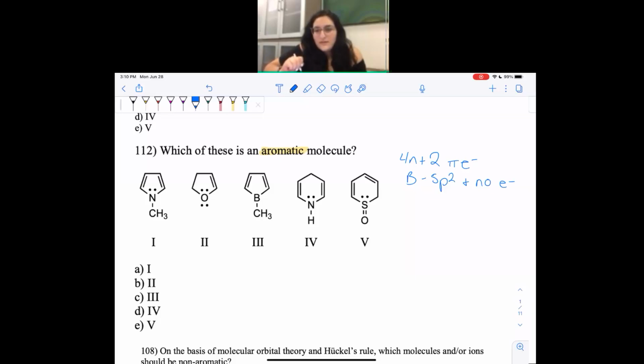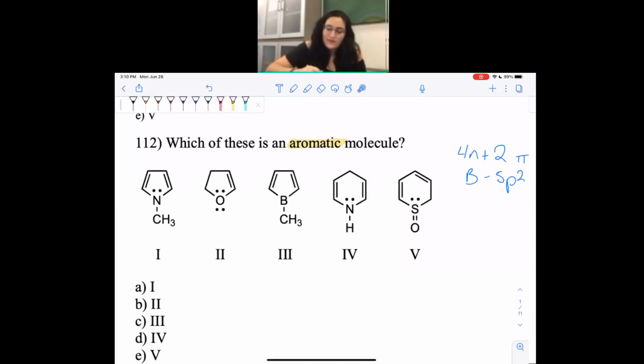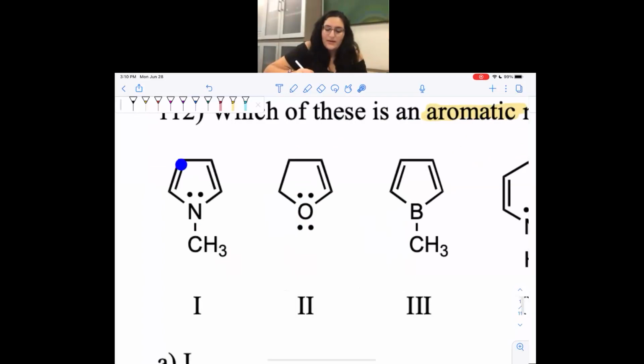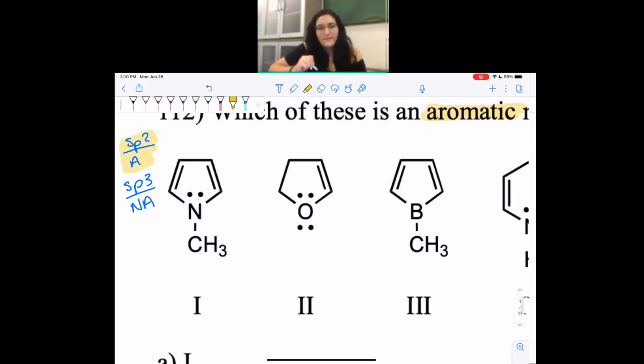So let's go through here. We have 1, 2, 3, 4, 5, 6 pi electrons. So if it's sp2, it'll be aromatic. If it's sp3, it's always going to be non-aromatic. So this one is aromatic. This one, right off the bat, we see this sp3 carbon. So this one is non-aromatic.